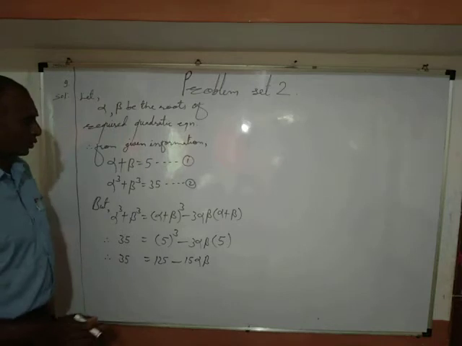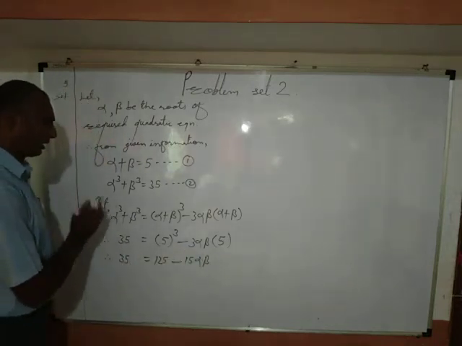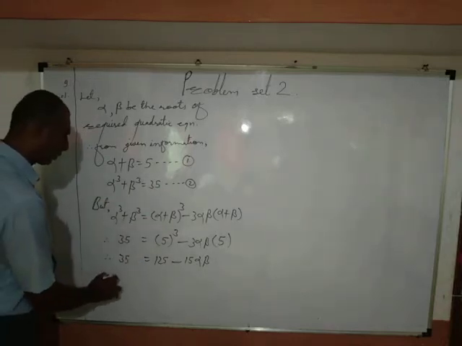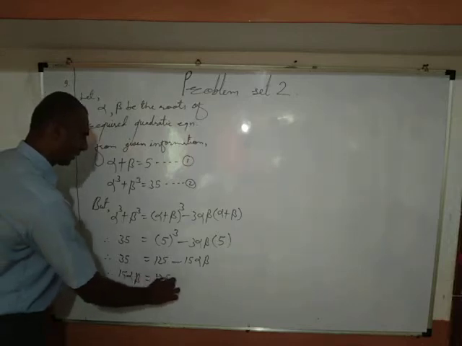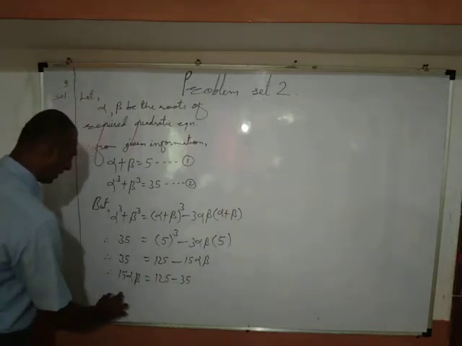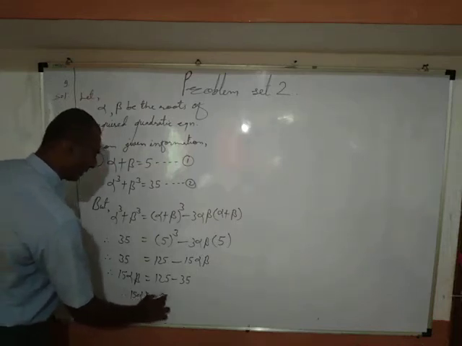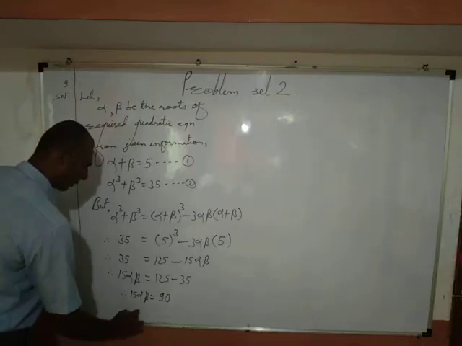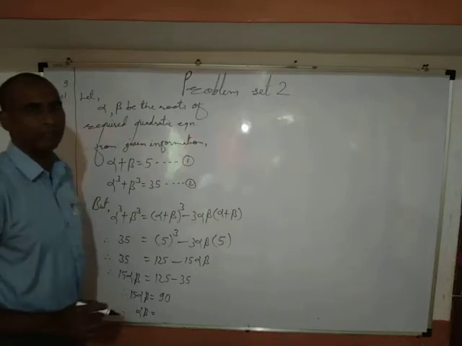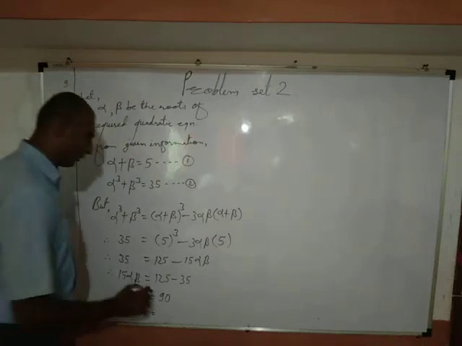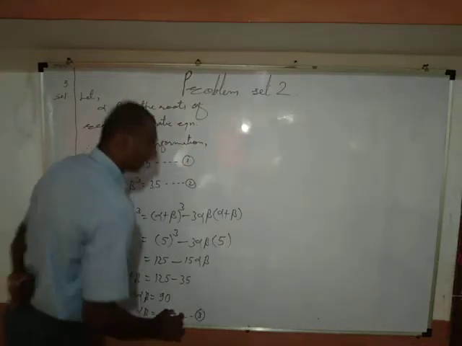Now let's transfer minus 15 alpha beta from right to left and 35 from left to right. Therefore, we get 15 alpha beta equals 125 minus 35, and therefore 15 alpha beta equals 90, and therefore alpha beta equals 90 upon 15. 15 ones are 15, 15 6s are 90. Let's call it equation 3.